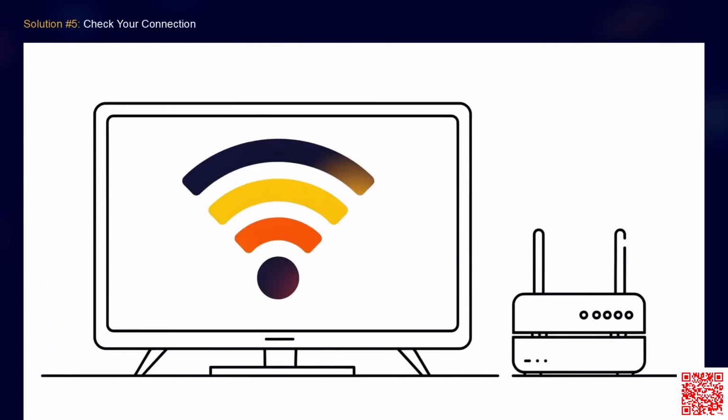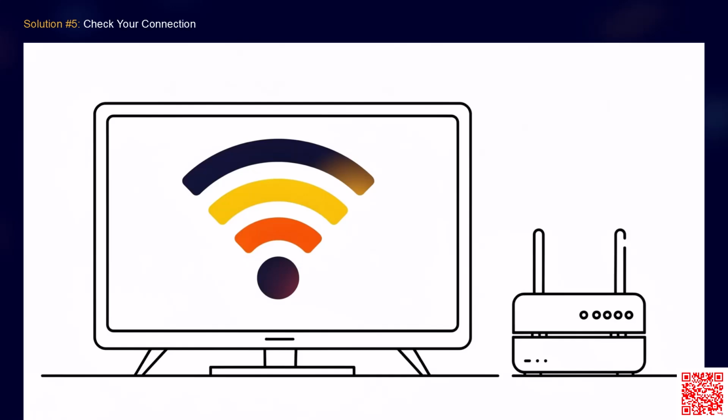Error 5005 can also mean connection issues with the streaming servers. Go to Settings, Network, and check your Wi-Fi signal strength. If it says weak or fair, that's likely your problem. Try forgetting the network and reconnecting fresh. This resets the Wi-Fi authentication. Or if you have a Fire TV Stick 4K or newer, use an Ethernet adapter for a wired connection. That's way more stable for streaming.